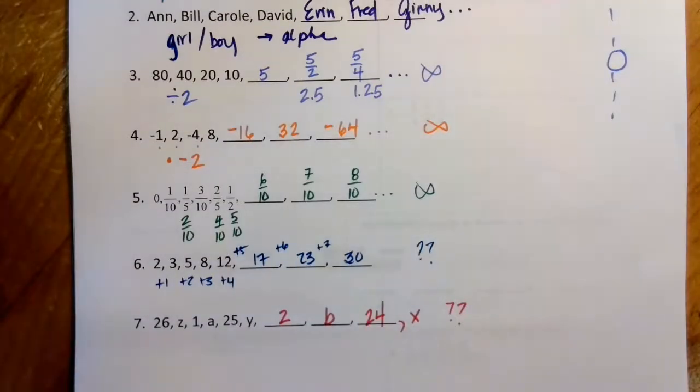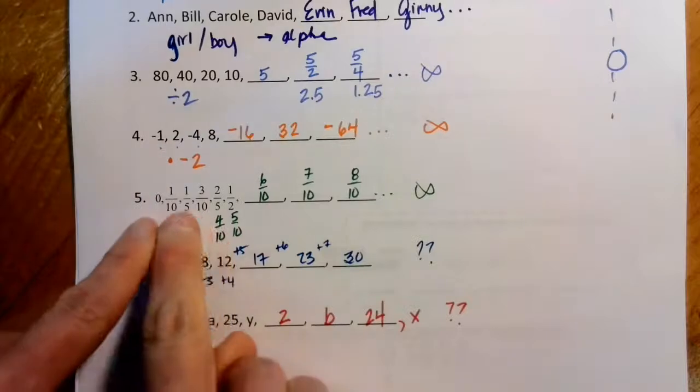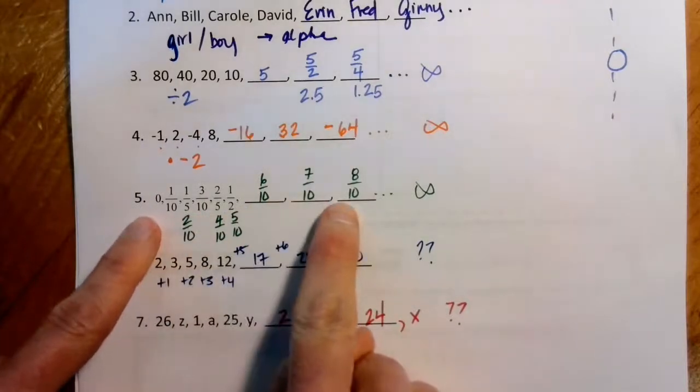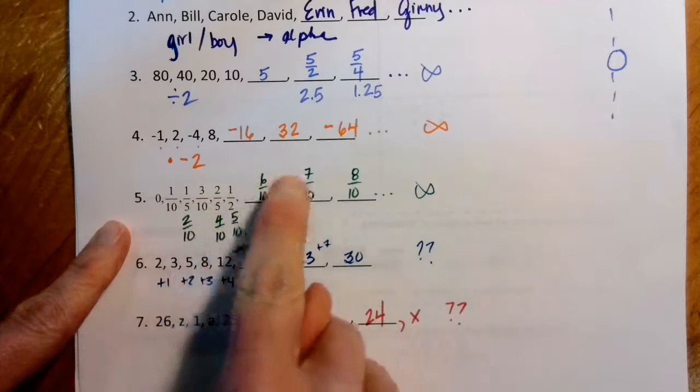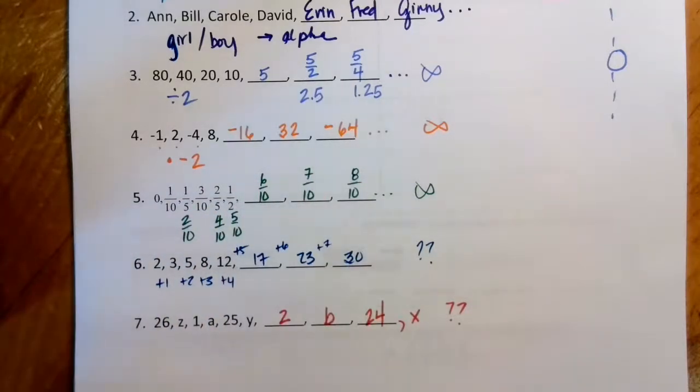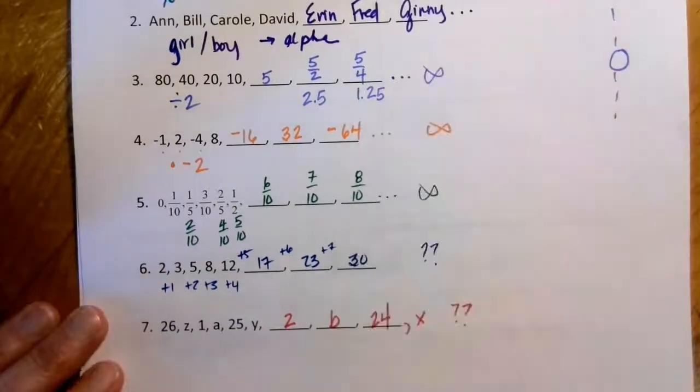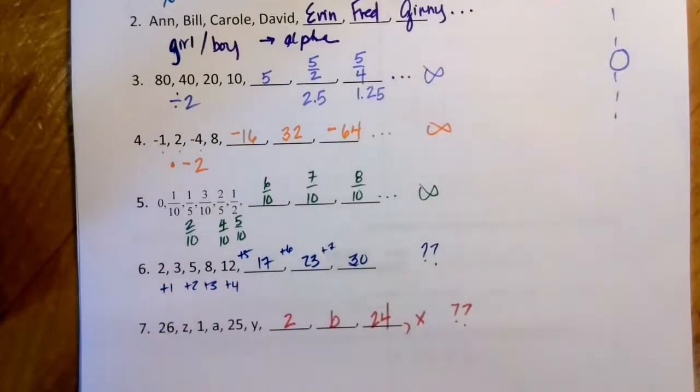All right, how'd you do? So number 5 is a little tricky, but if you unsimplify the fractions and put everything in a common denominator, you can quickly see it's 1, 2, 3, 4, 5, 6, 7, 8 tenths. So could that go on for infinity? You bet. And we added our infinities to our other patterns too.